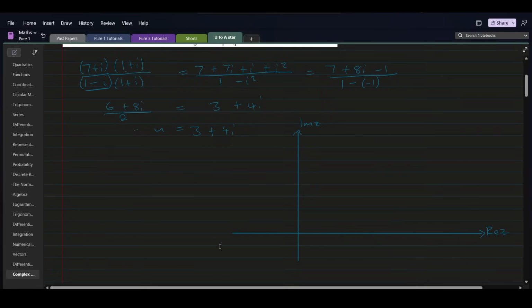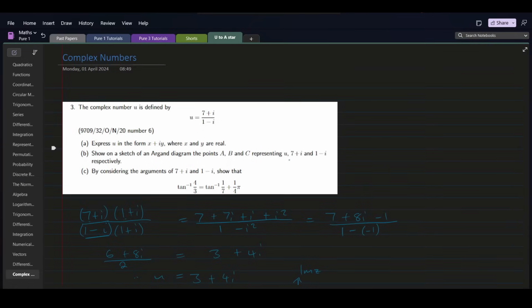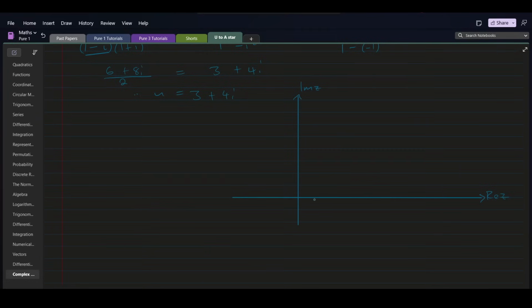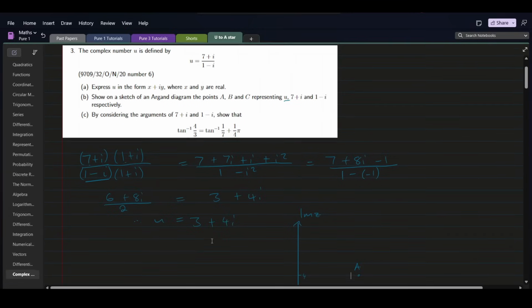Okay, so our first point A is representing u, and we said u is 3 plus 4i, so that means we're moving 3 units in the real axis. Let's say that this is 1, 2, 3, so that will be 3, and then 4 units in the imaginary axis, 1, 2, 3, 4. So that means our point, this is point A, will be over there.